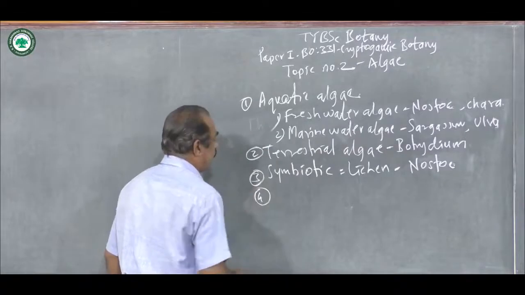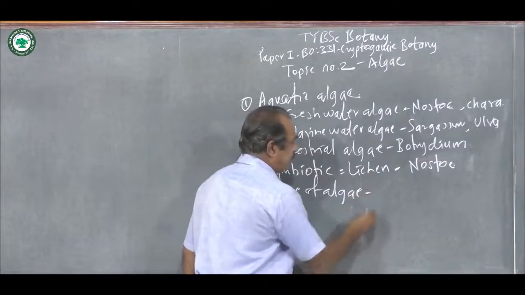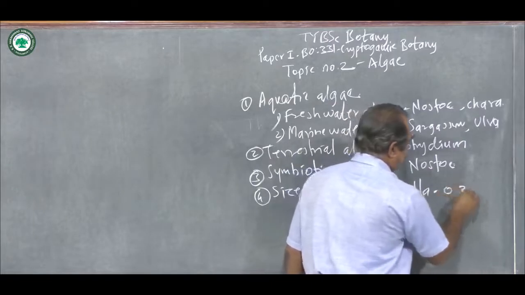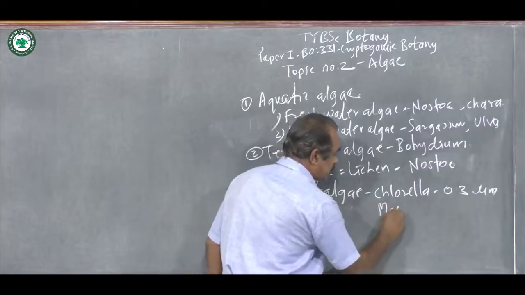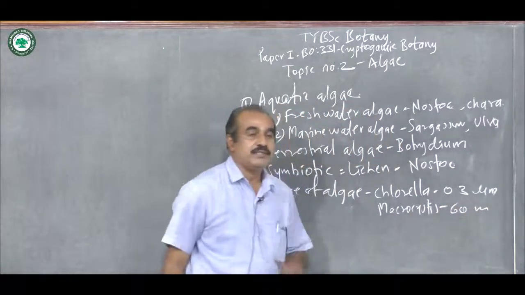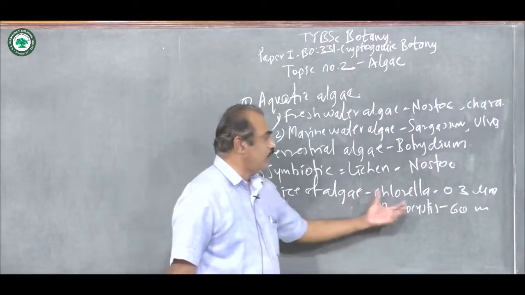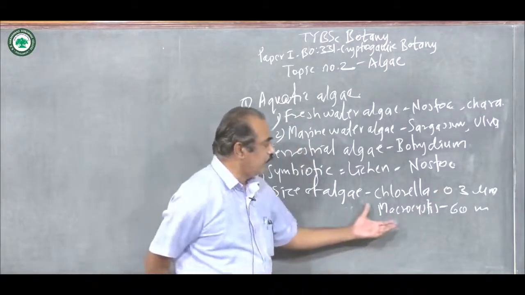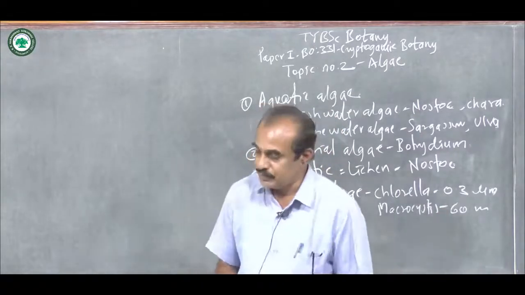The next most important, that is the size of the algae. For example, Chlorella, its size is 0.3 micron. And there is another alga, for example, Macrocystis. It is 60 meters in length. That means there is a great variation in the size of the algae. Some algae are very, very small. For example, Chlorella, its diameter is only 0.3 micron, and on the other side there is a very big alga, for example Macrocystis, and its length is about 60 meters, that is up to 200 feet also.